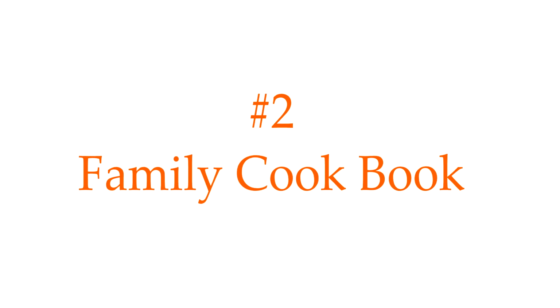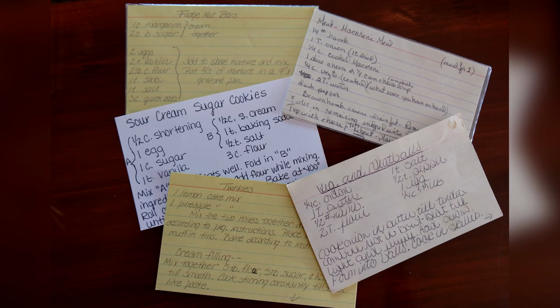Number 2, a family cookbook. You can make a family cookbook in many different ways. One way would be to gather some recipes that your grandparents or great-grandparents used, or recipes that have been passed down through generations, and make a cookbook that way. My grandma was a pastry artist, and she had created some of her own recipes, and we have made a cookbook out of those recipes that she used for her baking.